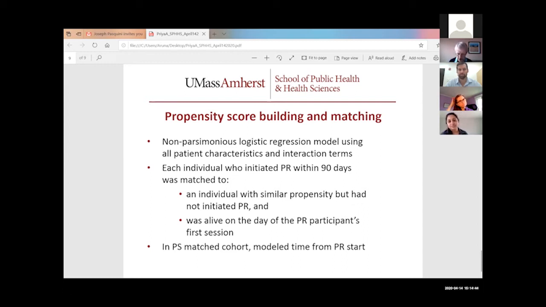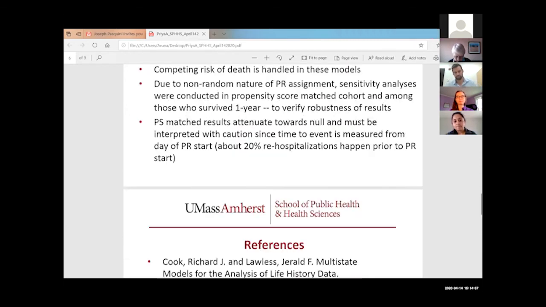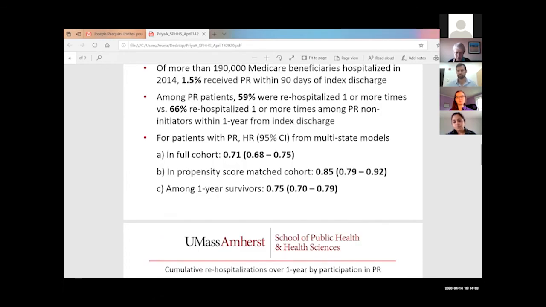Can I just follow up on that question? I did notice that the association was quite a bit weaker with the propensity matched cohort, the 0.85 versus 0.71. I was just wondering what were the influential variables in the propensity score that may have resulted in the attenuation?